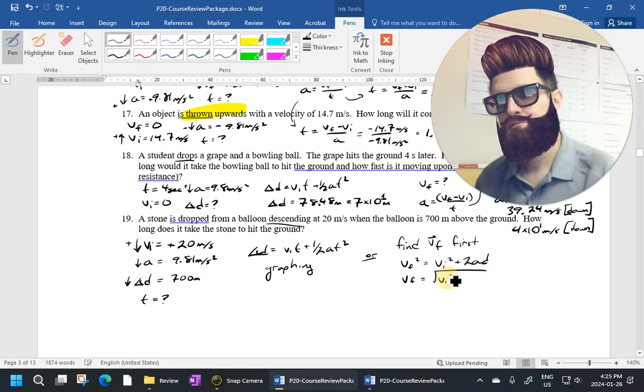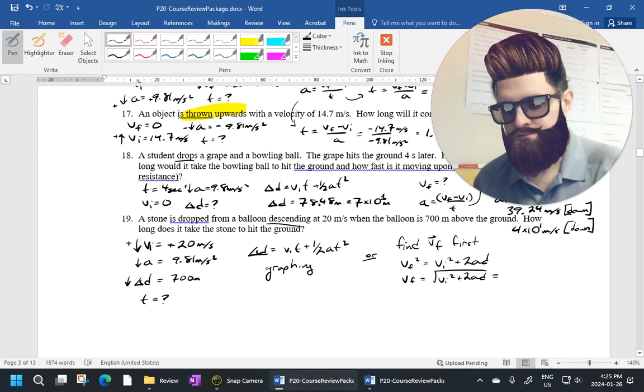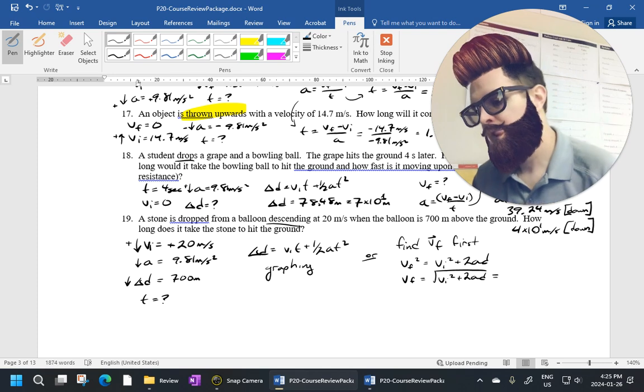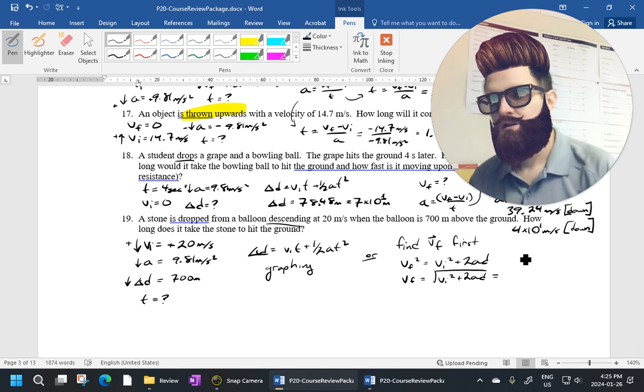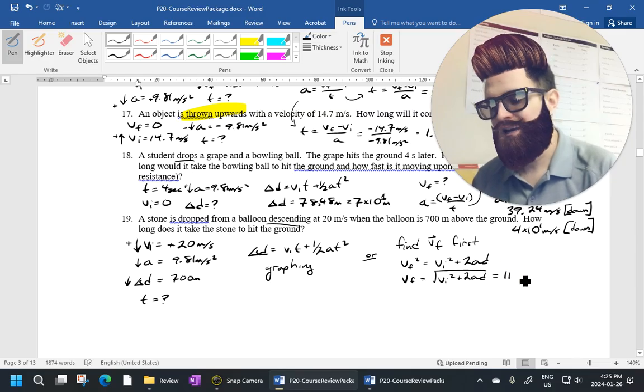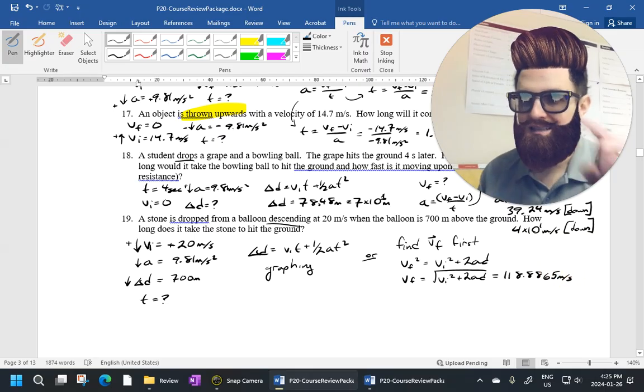Eventually, what does that end up being? So it's 20 squared plus 2 times 9.81 times 700. Okay, and I didn't do the square root yet. So it's going to hit the ground with a velocity of 118.8865 meters per second.